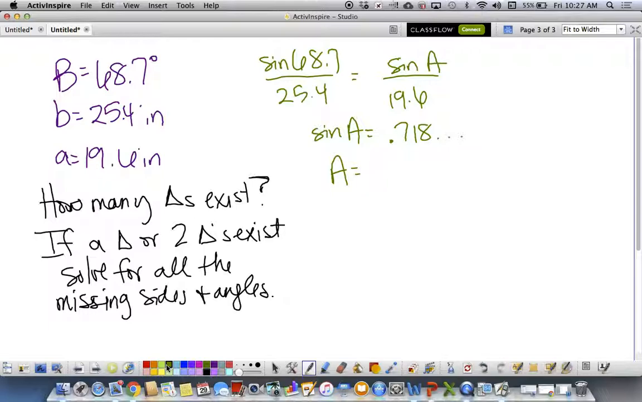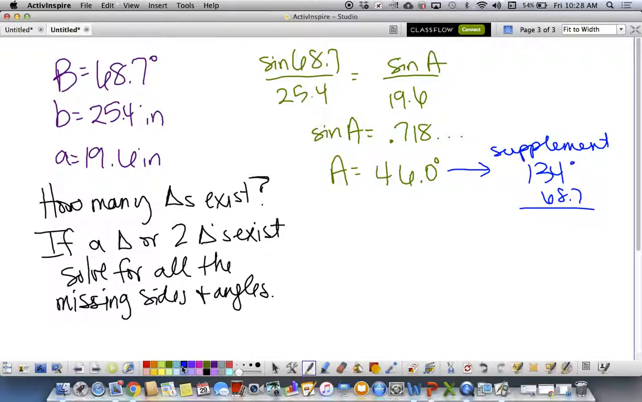Yes. So when you do the inverse sine, you get 46, and I would almost say 46.0 degrees. Will another triangle exist? Let's look. What's our supplement? 134 degrees. So when we add the 68.7 to it, we have too much. How many triangles? One. Okay.